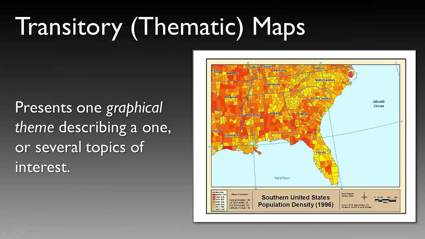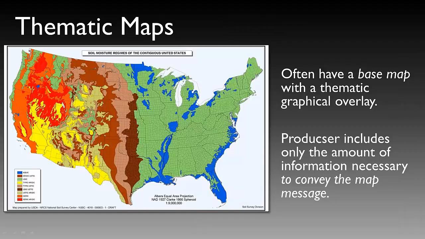Thematic maps present a graphical theme describing one or several topics of interest. In this case, you can see a 1996 population density map of the southern United States. Another example of a thematic map is this soil moisture map of the United States. Thematic maps often have a base map that, in this case, includes the counties and the state boundaries for the United States.